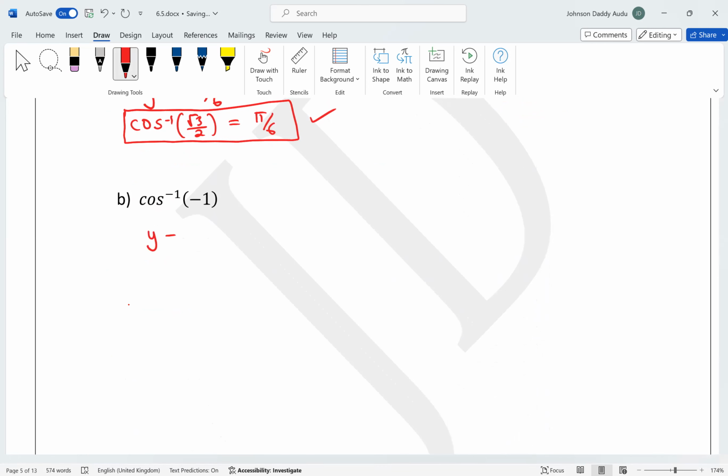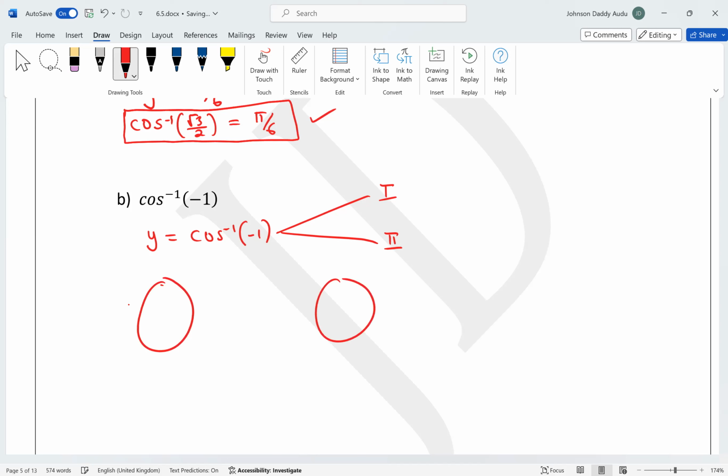we let y be cosine inverse of minus 1. So this is going to be either in the first or in the second. This is similar to all I've explained. What this means is this. Look, it means you have the domain of cosine inverse and the range, yes?